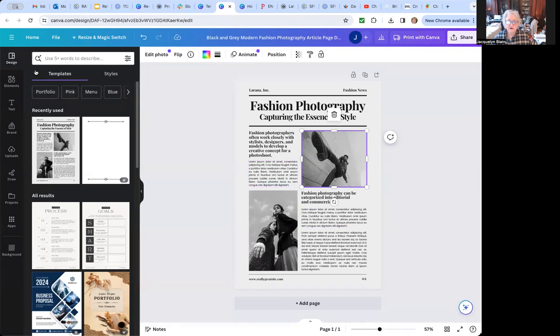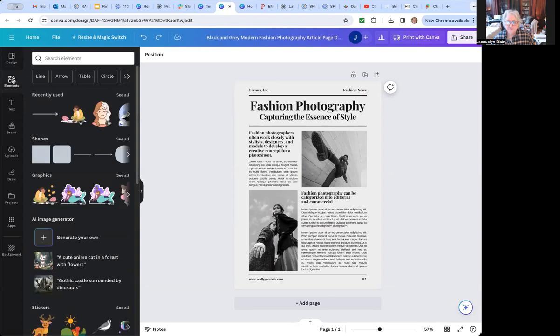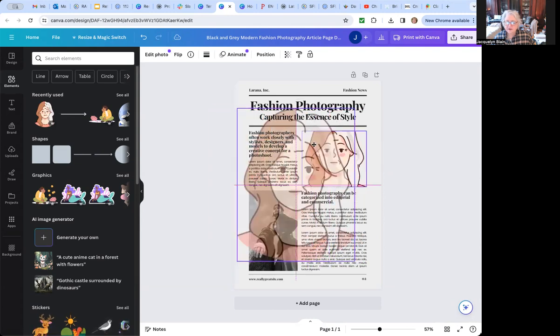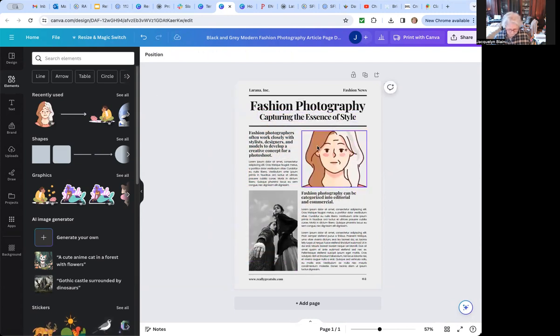You can find all kinds of stuff in here. You can change the text, you can get rid of things, just whoop, gone. Come back. That's Control Z. You can also find different pictures. Like if I want to use this picture, you get rid of everything else, you just drop the picture in.